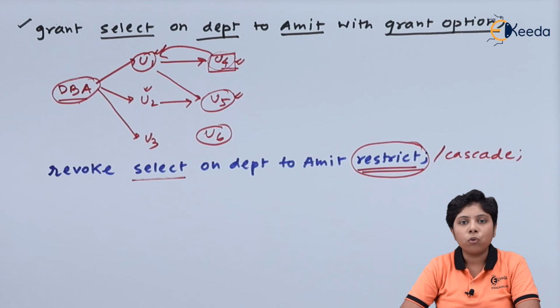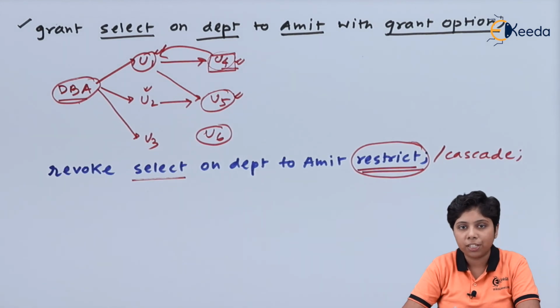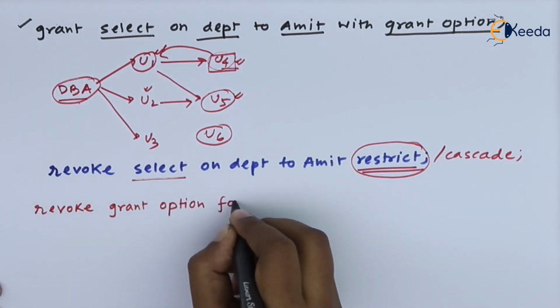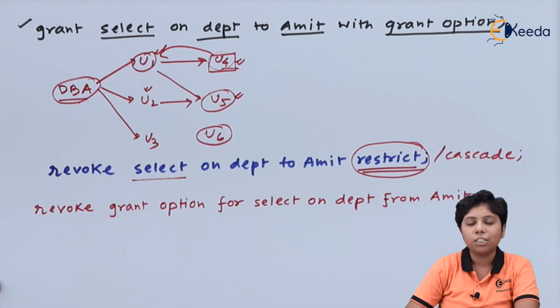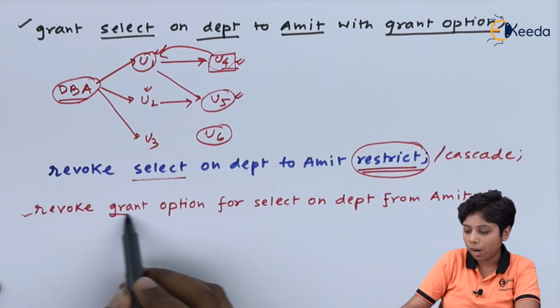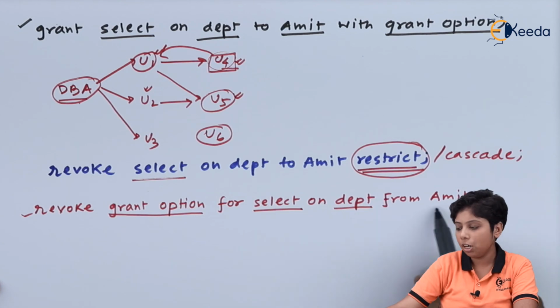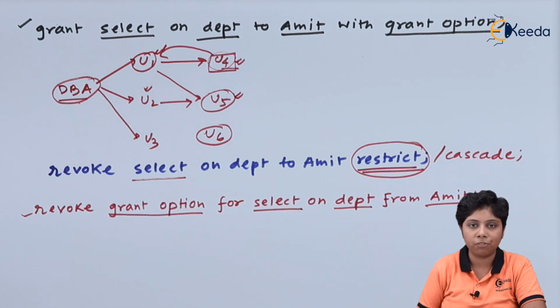Now we can also revoke the grant option, that is, the permission to pass on the privileges, by revoking the grant option. We can do it by this query. By executing this query, we are revoking the grant option for the select privilege on the department relation from Amit, so that Amit cannot pass any privileges anymore to any other user on the department relation.